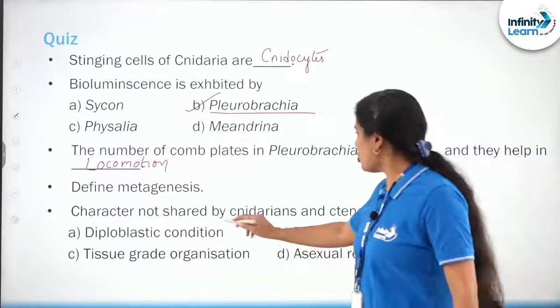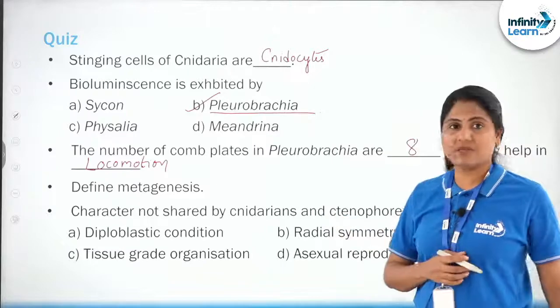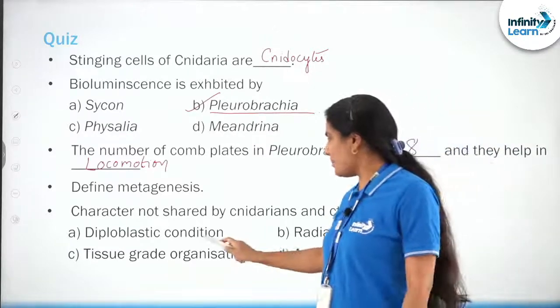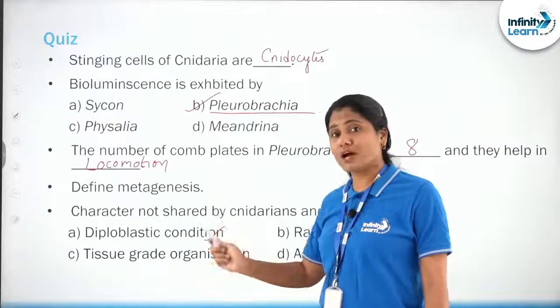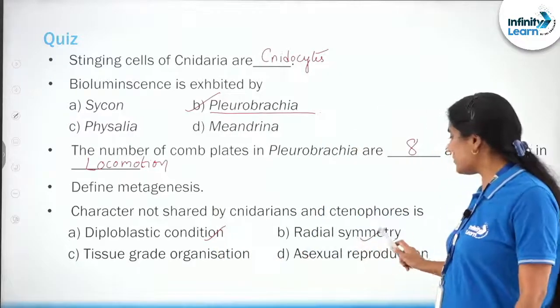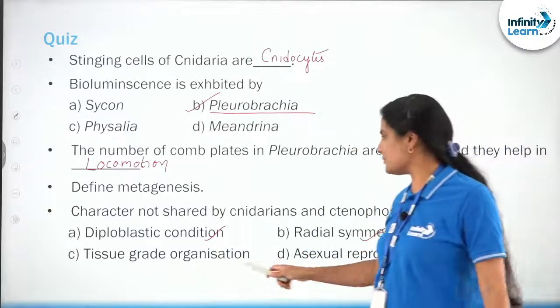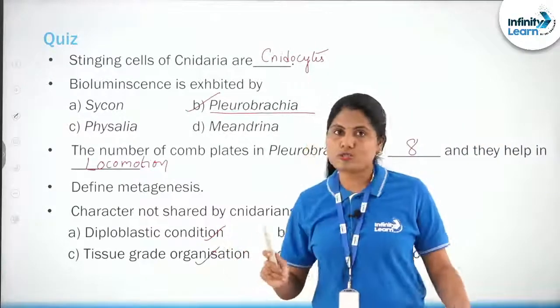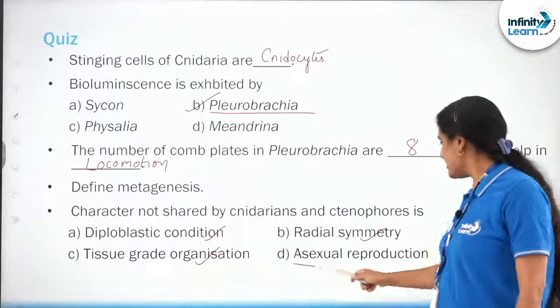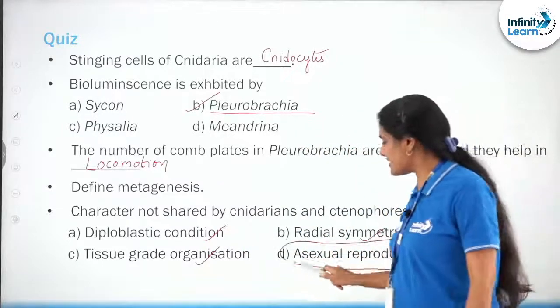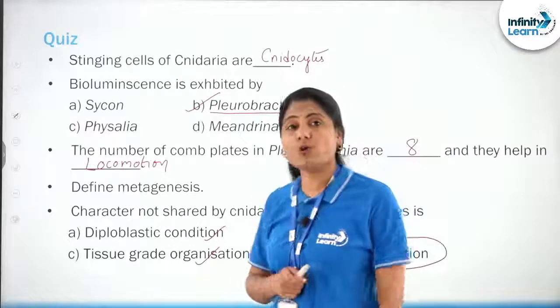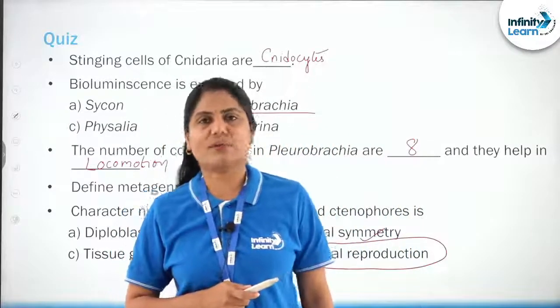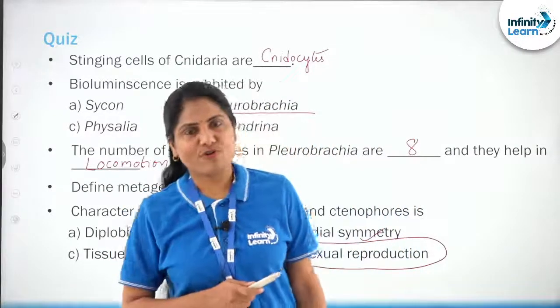Which character is not shared by cnidarians and ctenophores? Diploblastic condition, is it? Both are diploblastic. Radial symmetry, yes, both exhibit radial symmetry. Tissue grade is also the same. So what is our answer? Asexual reproduction is seen only in Cnidaria but not in the Ctenophores.